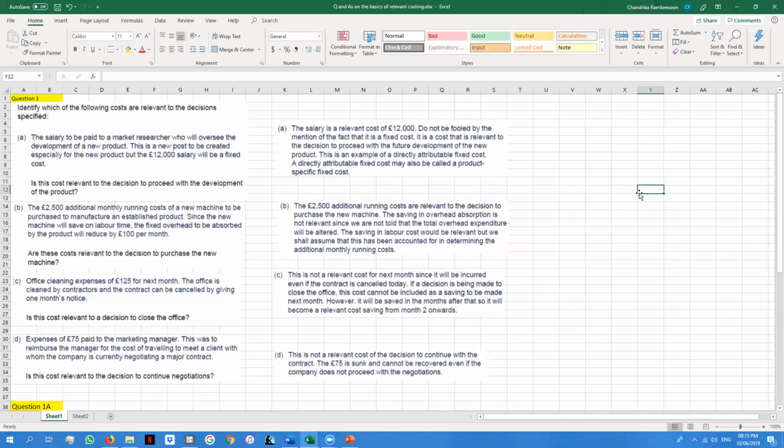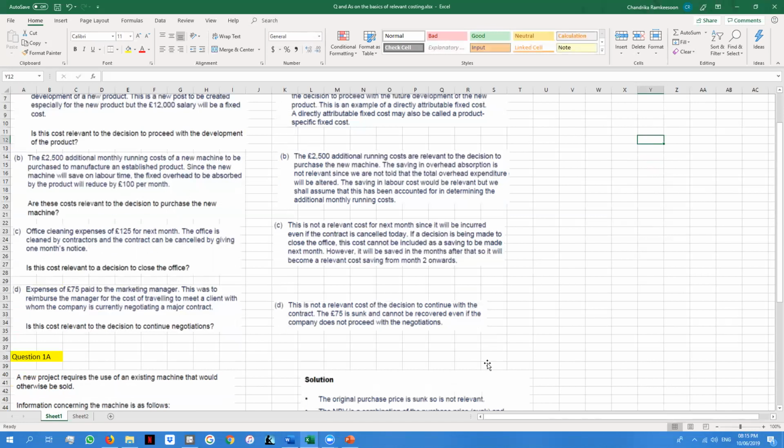The saving in overhead absorption is not relevant since we are not told that the total overhead would be altered. The saving in labor costs would be relevant, but we shall assume that this has been accounted for in determining the additional monthly running costs. You haven't been given any information about the labor costs specifically anyway.